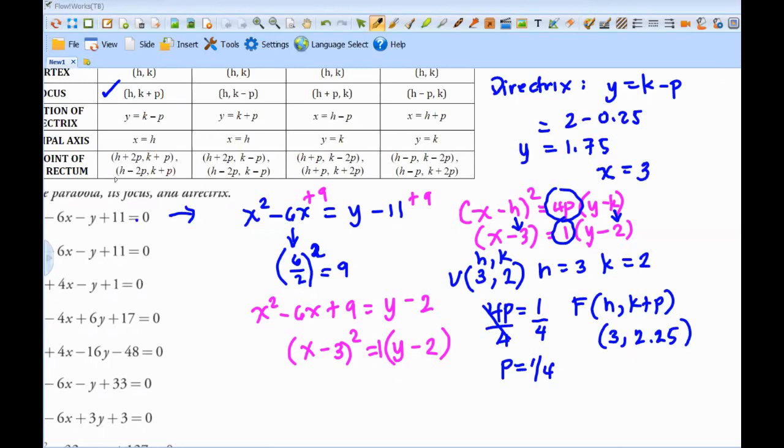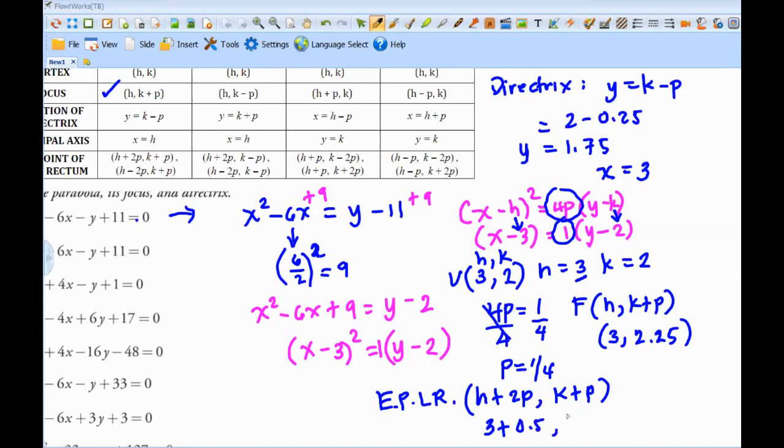Now we will get our endpoints of the latus rectum. Okay, the endpoints of the latus rectum are h plus 2p and k plus p. Right, what is our h? h is given, which is 3, plus 2p. The p is 1/4 times 2, so it will become 1/2 or 0.5.